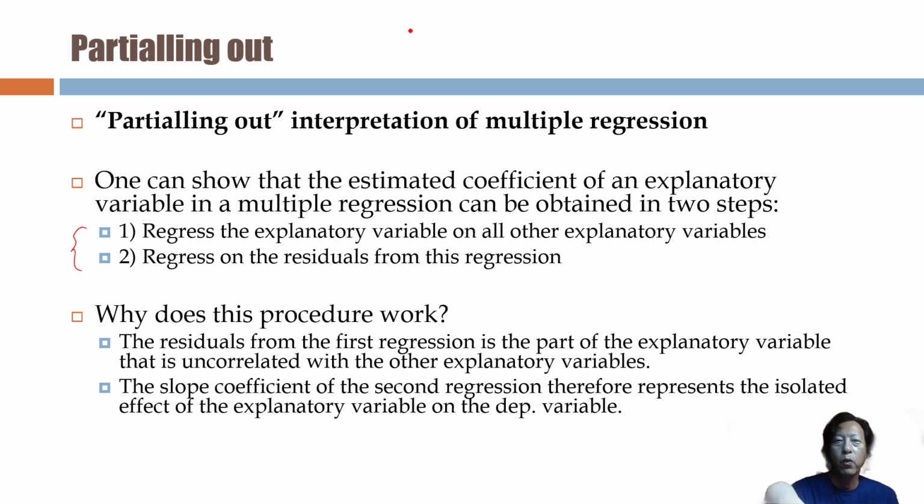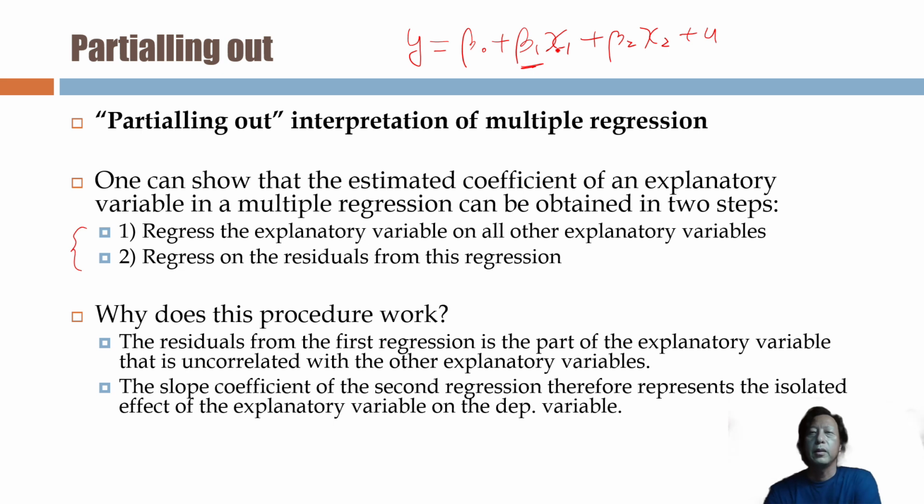Let's say our y equals beta 0 plus beta 1 x1 plus beta 2 x2, right? And then plus u. And then think about it. If you want to find out beta 1, you can just regress and then you find out beta 1.